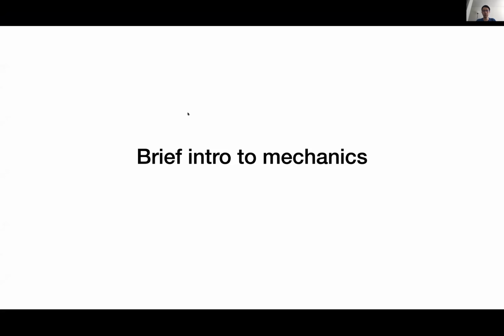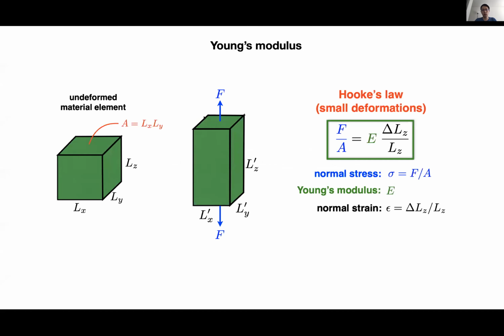So we use mechanics to describe how the material is going to be deformed for a given applied load. So we need to have a description of the deformation of the material, the applied load, and how the applied load is related to the deformation. So let's look at this first example where this material element is under a uniaxial tension. That means the applied load is along one dimension only.